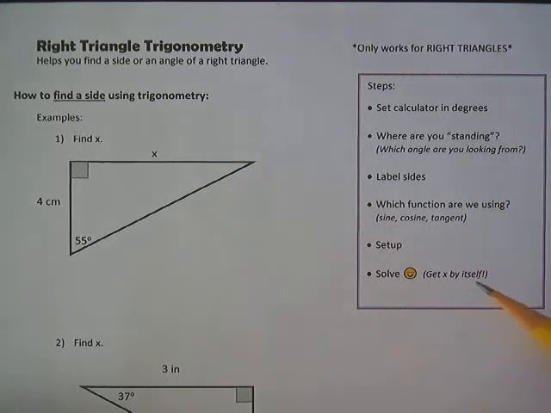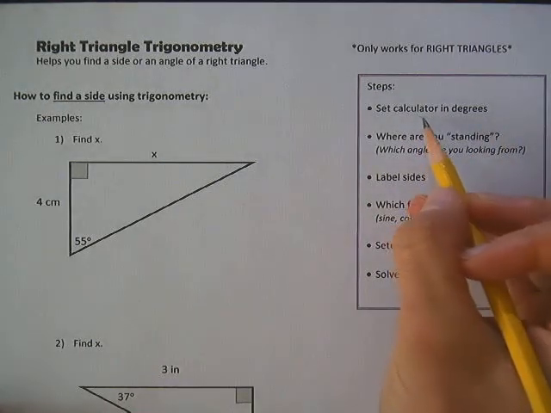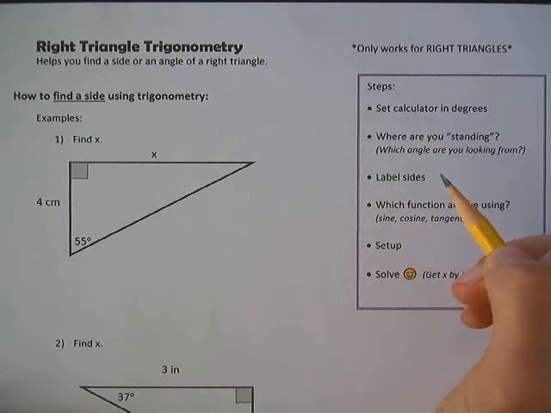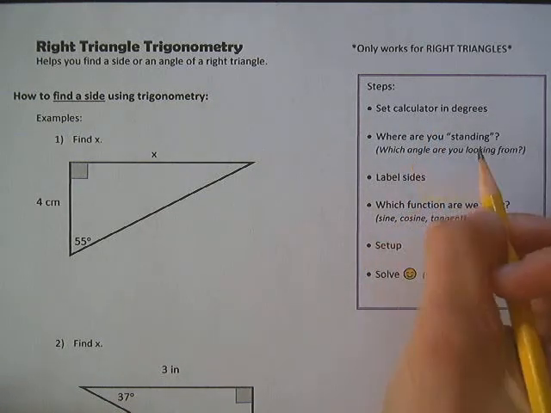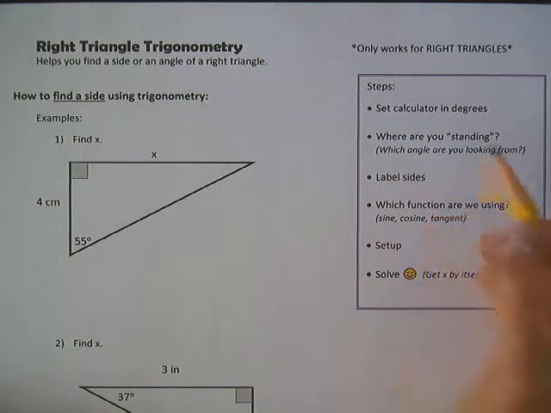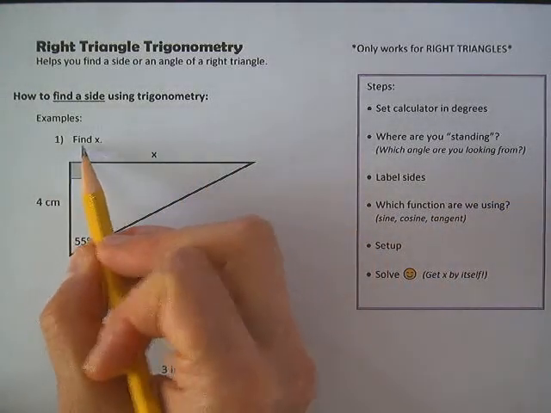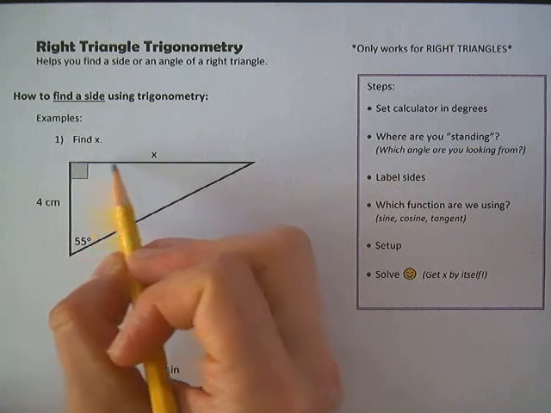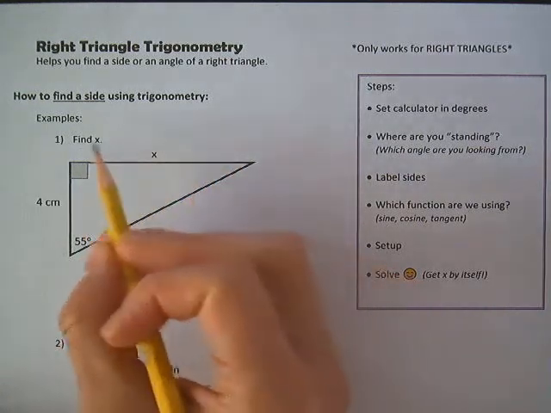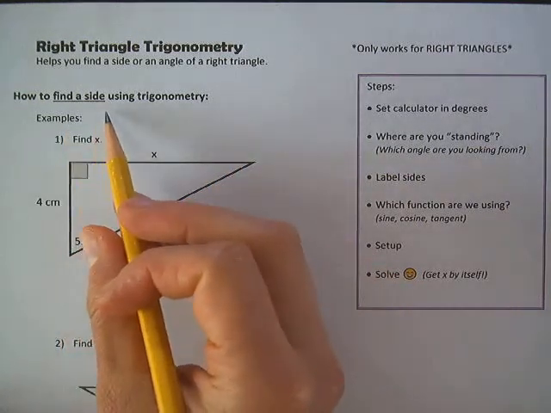So let's actually run through a problem so that you can see how it works. All right. So we've already got our calculator or our Desmos app set in degrees. So then the next step is you want to figure out where you're standing. And so notice these problems, like for instance, number one, you're finding x. So x is the length of this side. So notice you're finding a side, okay?